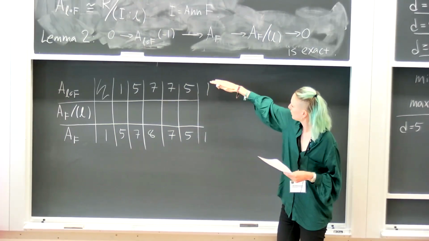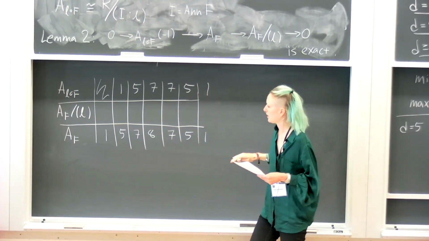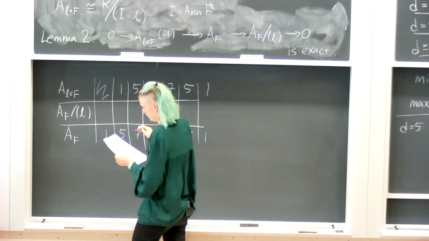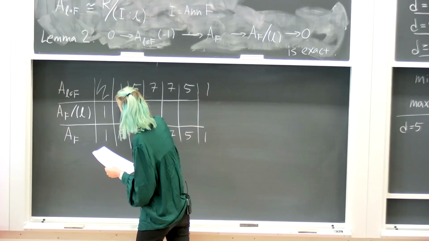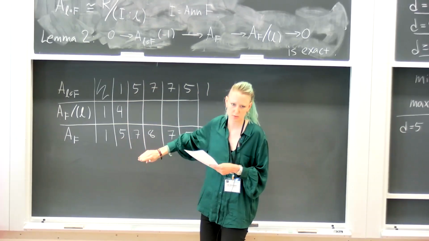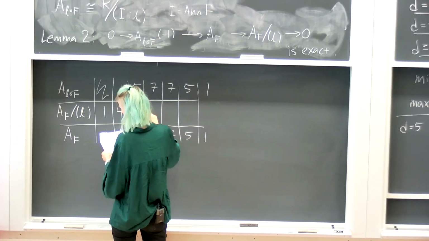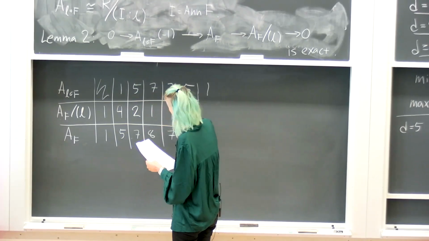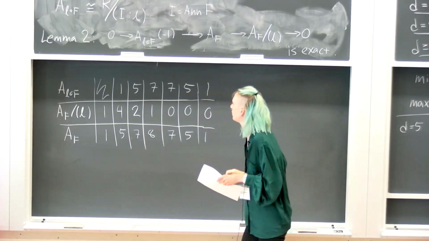Okay, now I know these numbers and these numbers, so I can fill in this row. It has to be like this. So the sum of this and this should be the last row. Okay. So 1, 4, 2, 1, and the rest is 0.